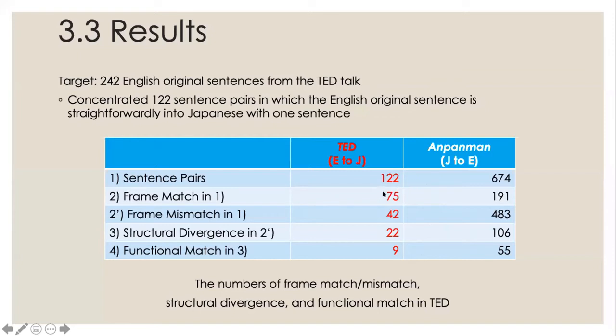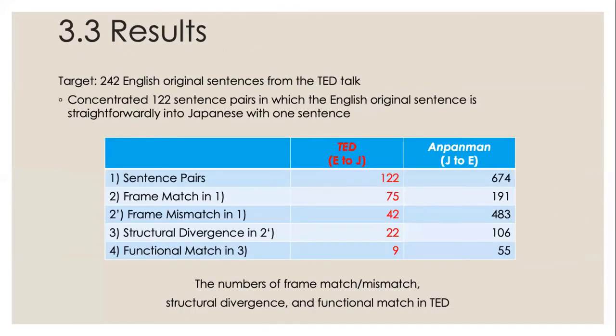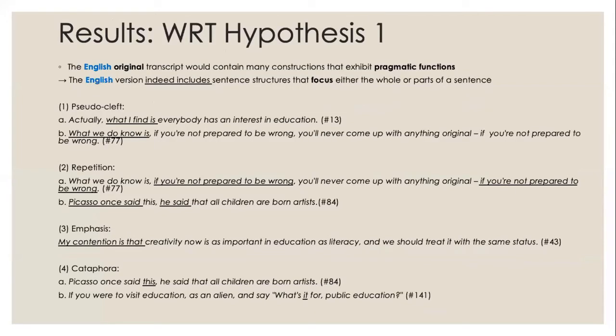Okay, so as shown, the frame mismatches were there were 42 pairs of frame mismatches. And among the 42 mismatches, there are 22 structural divergences, and among the 22 structural divergences, there are 9 functional matches. Okay, and let me briefly go over the actual sentences.